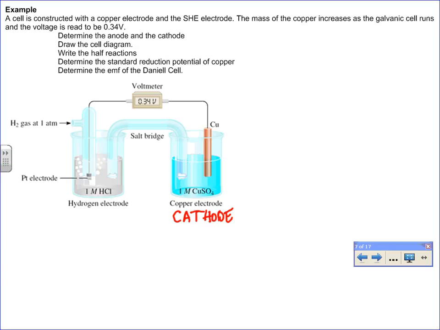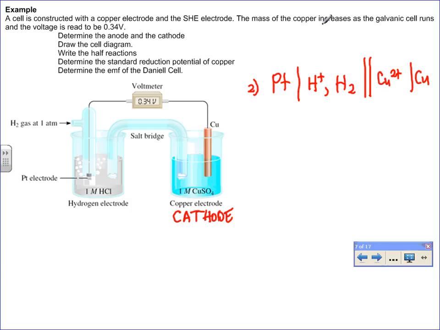So to draw the cell diagram for this, we know that the anode is the SHE electrode. We use an inert electrode of platinum. And then we've got H+ and H2, and we're always going to assume standard states unless we are otherwise told. We connect using a salt bridge to the copper solution, and we've got a copper electrode. Okay, so that is the appropriate cell diagram.